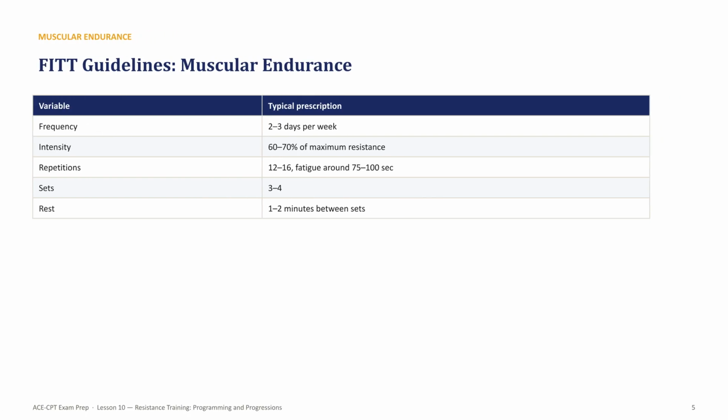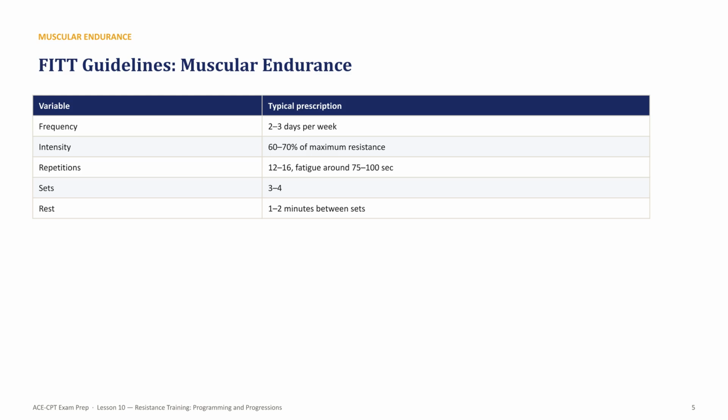Now let's get specific and look at the FITT prescription for muscular endurance. This is a table you should be able to reproduce from memory for the exam. Frequency: 2 to 3 days per week. That's enough stimulus without overtraining a client who's often newer to structured resistance training. Intensity: 60 to 70% of maximum resistance. This is a moderate load, not a heavy one.